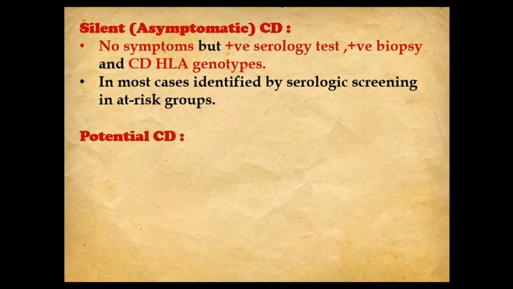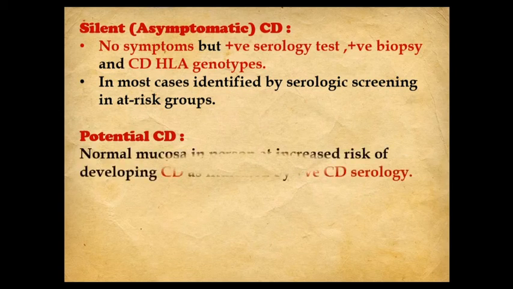And now we will talk about potential celiac disease. In potential celiac disease, there is a normal mucosa in a person at an increased risk of developing celiac disease, as indicated by positive celiac disease serology. So here it means that by duodenal biopsy the mucosa is normal, but there is a risk of developing celiac disease later on because the serology is positive. This means tolerance for the autoimmune process.